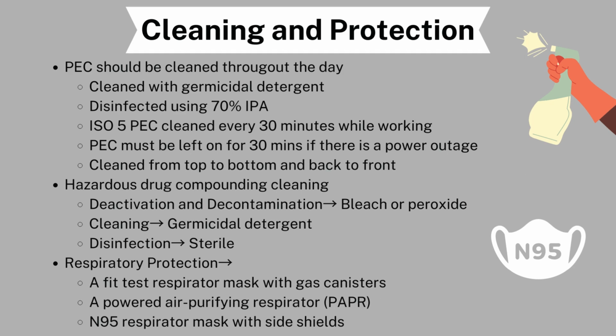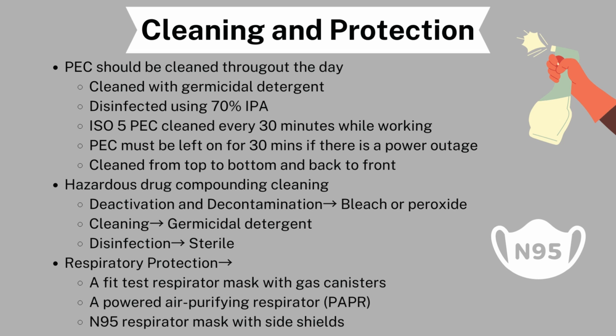For cleaning and protection, the PEC should be cleaned throughout the day. It should be cleaned with a germicidal detergent and a disinfectant using 70% alcohol. The ISO 5 PEC is cleaned every 30 minutes while working. The PEC must be left on for 30 minutes if there is a power outage, and it should be cleaned from top to bottom and back to front, which will get rid of all of the contaminants if there are any.